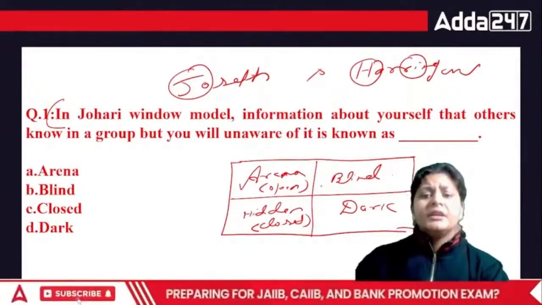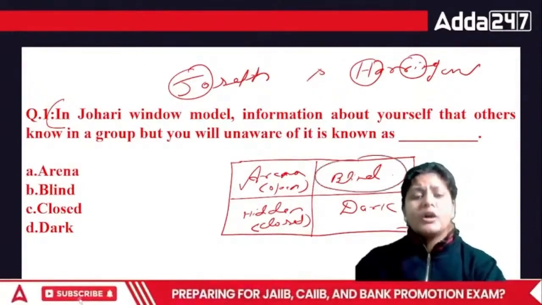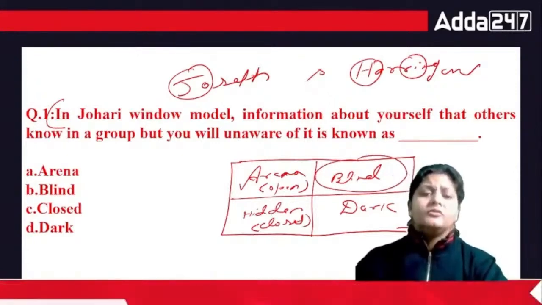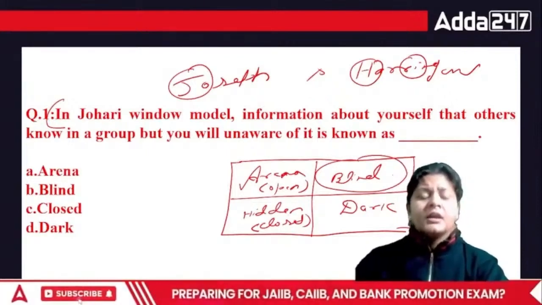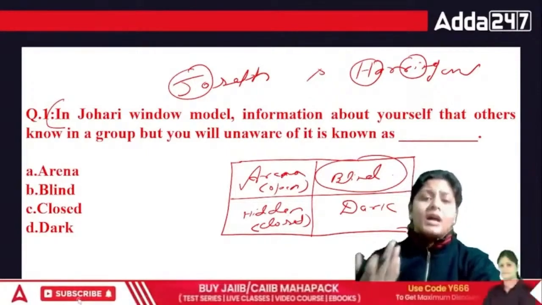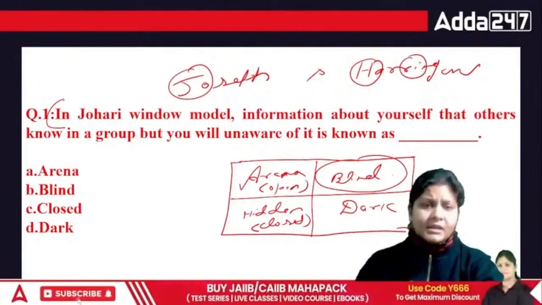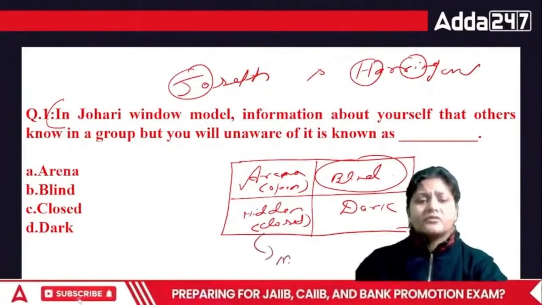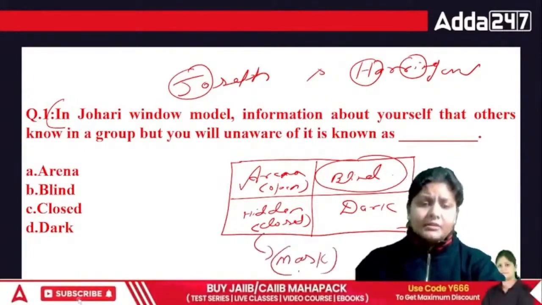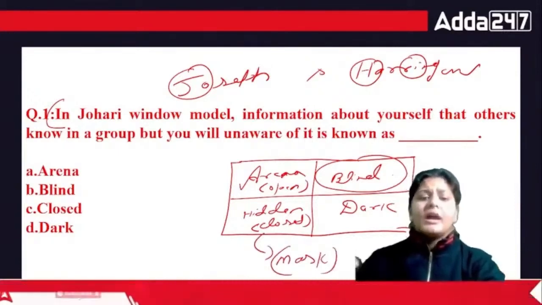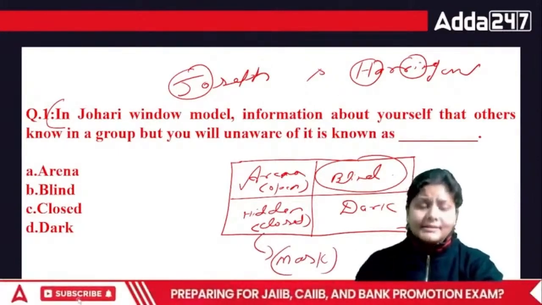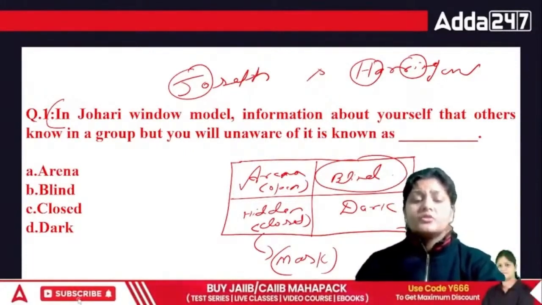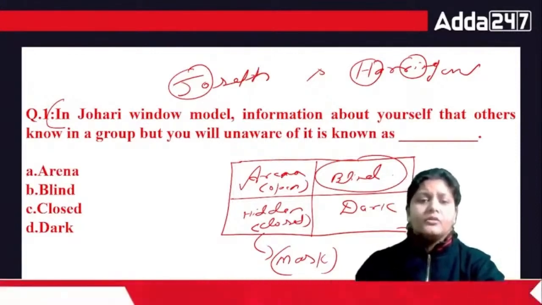Then we have the blind spot. In this spot the information lying is known to others but not known to you yourself. That means we don't know about ourselves but others know about us. Then the third is the mask type of situation. Mask means you are hiding everything from the other person. You know everything about yourself but you are hiding it, wearing the mask actually. So this is information not known to others.